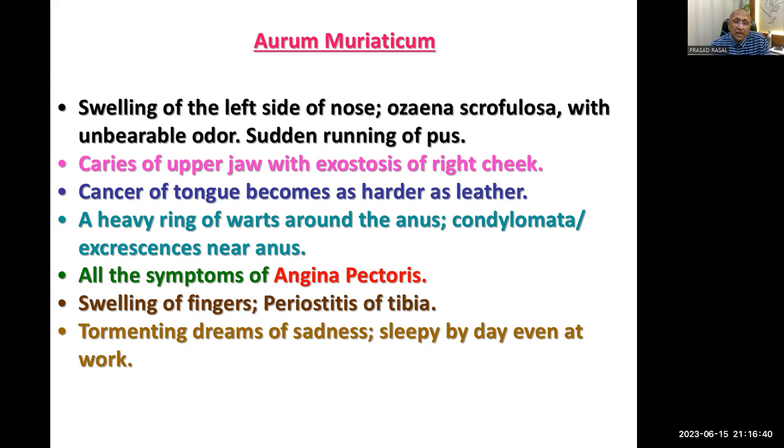All the symptoms of angina pectoris you get with Aurum muriaticum. That's why it is called a heart remedy. The swelling of the fingers, periostitis of the tibia, tormenting dreams of sadness, sleepy by the day, even at work. And this is the picture of Aurum muriaticum. So I consider Aurum muriaticum, and whenever such a big pathology is there, I always think about the LM scale, LM potency.